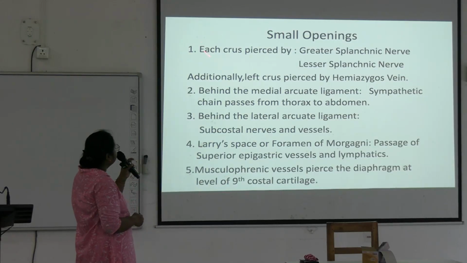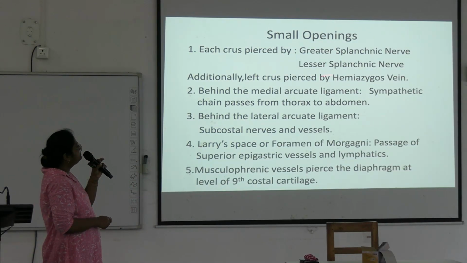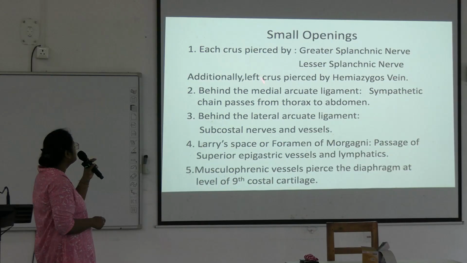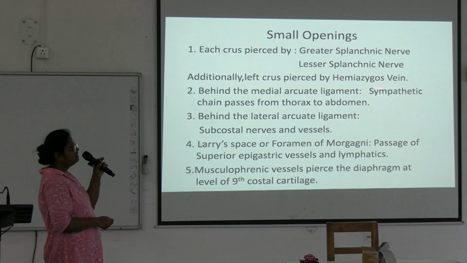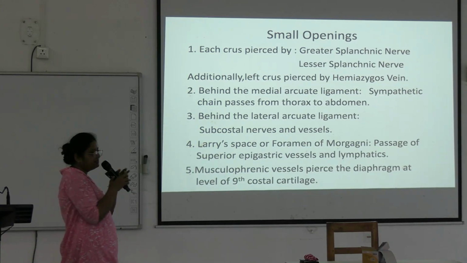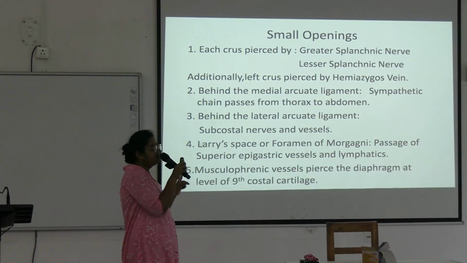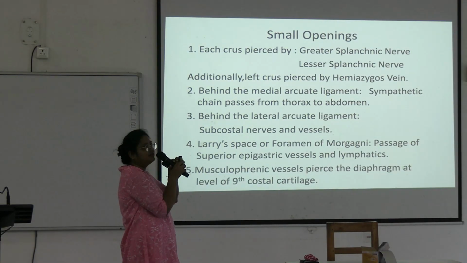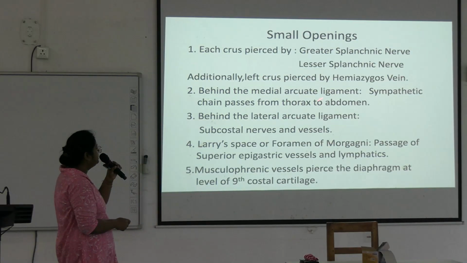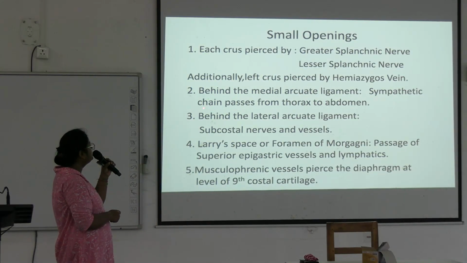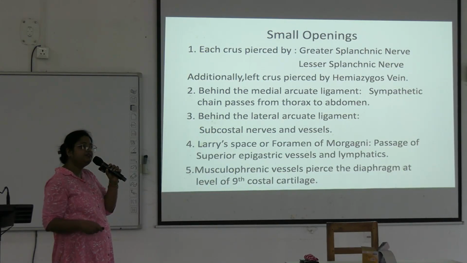So small openings: each crus is pierced by the greater splanchnic nerve and lesser splanchnic nerve. Additionally, the left crus is also pierced by the hemiazygous vein. Okay, the azygous vein is passing through the aortic opening, and the hemiazygous vein is piercing through the left crus. Next, behind the medial arcuate ligament passes the sympathetic chain, from thorax to the abdomen. You have seen in the picture.